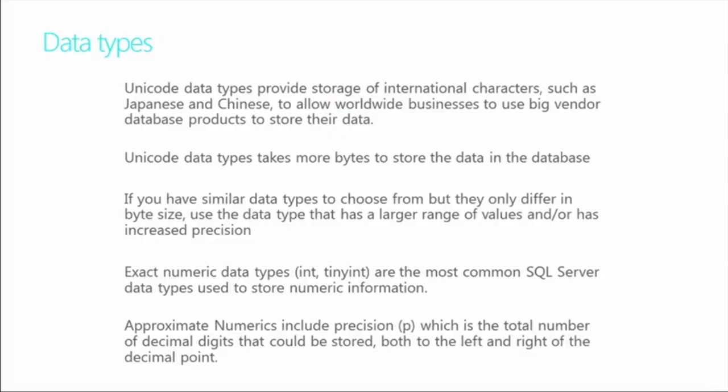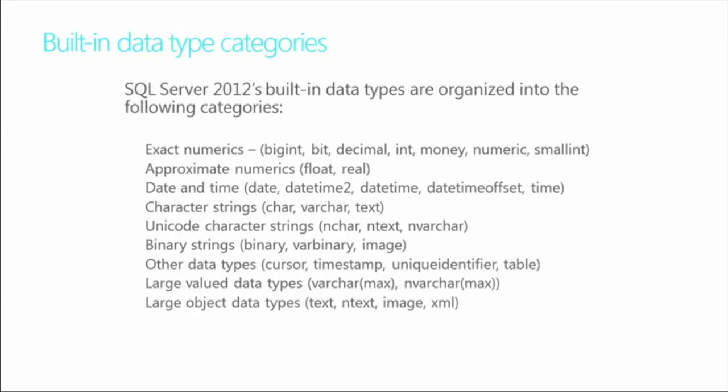We have what are called Unicode data types. You'll see that often. These provide storage for international characters. Non-Unicode data types are pretty much specific to the USA and English characters. But if you want to bring in other native languages, we have to use the Unicode data types. Unicode data types take more storage in the database itself, so you have to be careful about that. Those are a couple of concerns we have to think about when we're looking at data types.